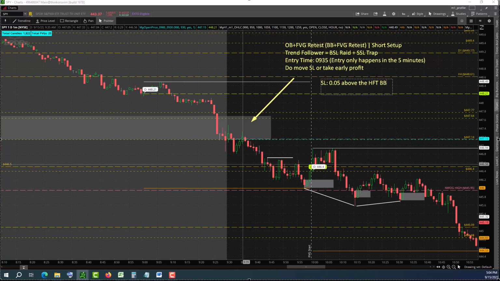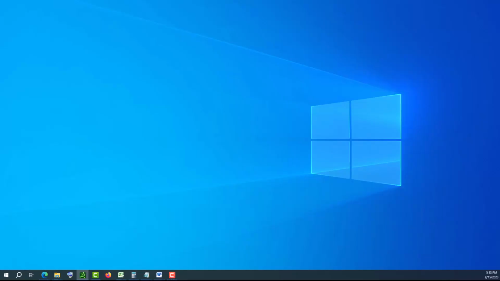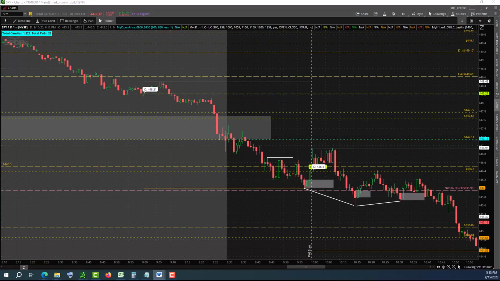Okay, I think that's enough. Good enough for now. Yeah, I think that's the only trade that we missed, and it played out so beautifully, right?